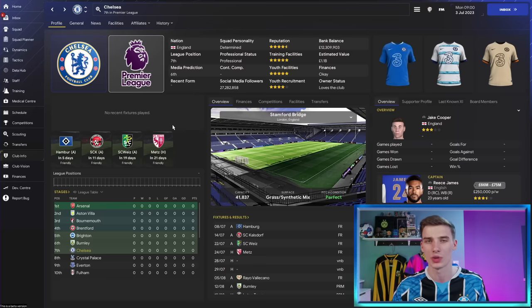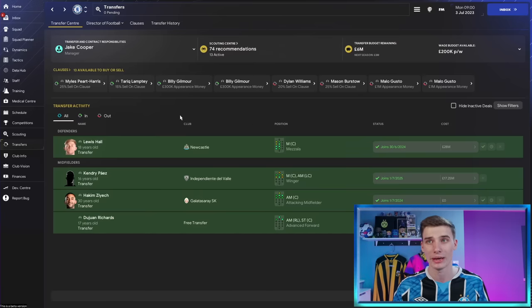Let's get into tip number one, my favorite one, the easiest way to make money, the one that most of you might already know about, but it's so simple, so easy to do, and in some saves can make you a few million pounds instantly.